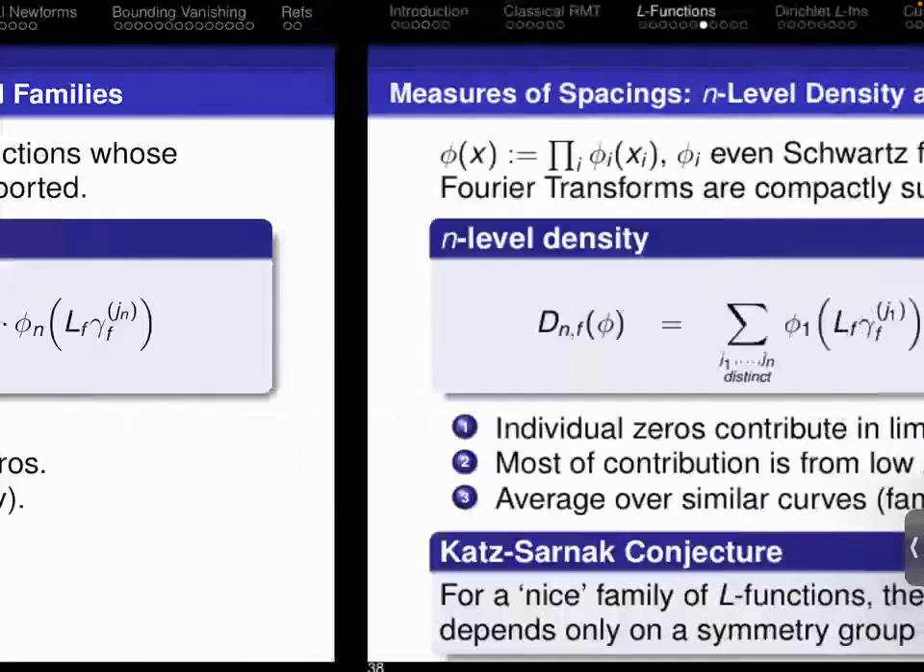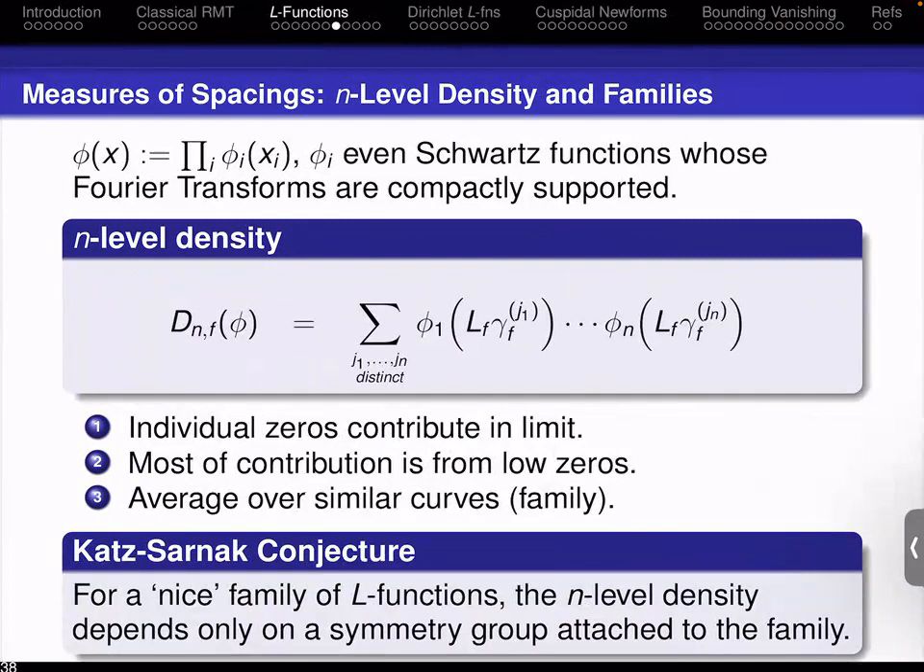And the result is the Katz-Sarnak density conjecture, which says for a nice family of L-functions, the n-level density depends only on a symmetry group attached to the family. So if I give you cuspidal newforms that are even, that will have one limiting behavior. If I give you cuspidal newforms that are odd, it will have another. If I give you Dirichlet L-functions of, say, prime conductor, that might be something else. There's different behavior you can see now in different families of L-functions near the central point.